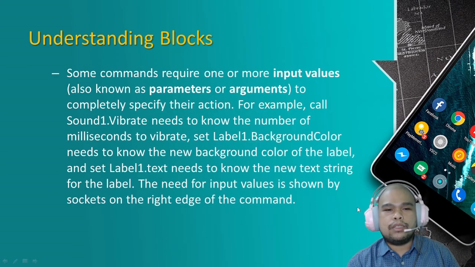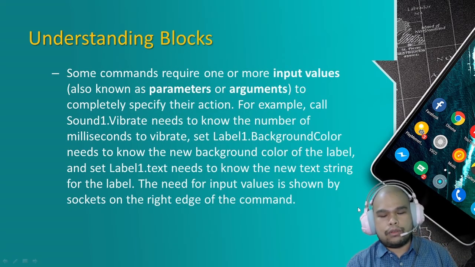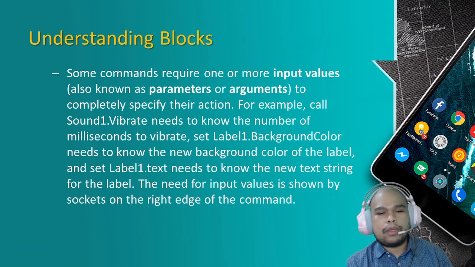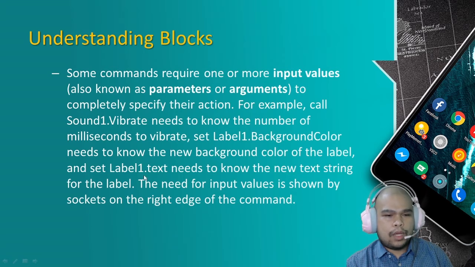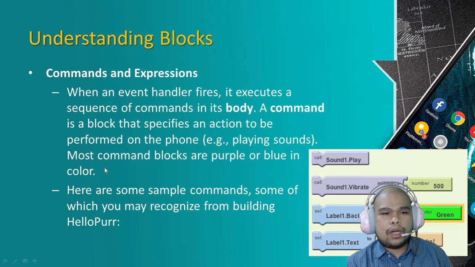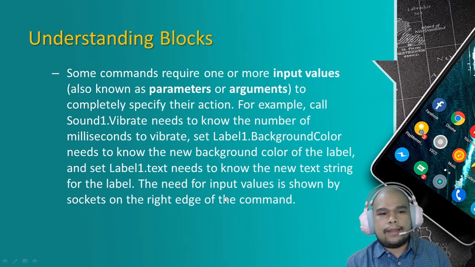Okay? So, some commands require one or more input values, which we often call in programming parameters or arguments, to completely specify their action. For example, call sound 1 that vibrate needs to know the number of milliseconds to vibrate. Let's say set label 1 background color needs to know the new background color of the label. So, if we go back to these, these are the commands, okay? Then these are the arguments or parameters that we need to supply to these commands in order for them to perform. Because, let's say, if we don't put the background color, what background color will it set or change to? Okay? So, something like that.